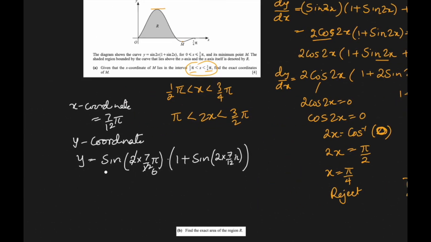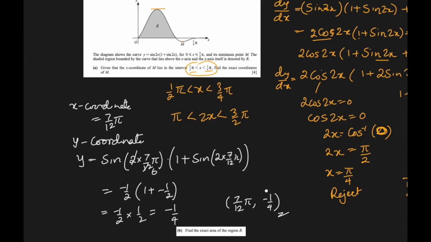So we can put it here. This sin 7 pi over 6 is negative half. This will also be negative half. So 1 minus half is half. So it becomes minus half times positive half, which is negative 1/4, and that makes perfect sense. It is below the x-axis, so the y coordinate is negative, that's correct. So the coordinates become 7 over 12 pi and negative 1/4.